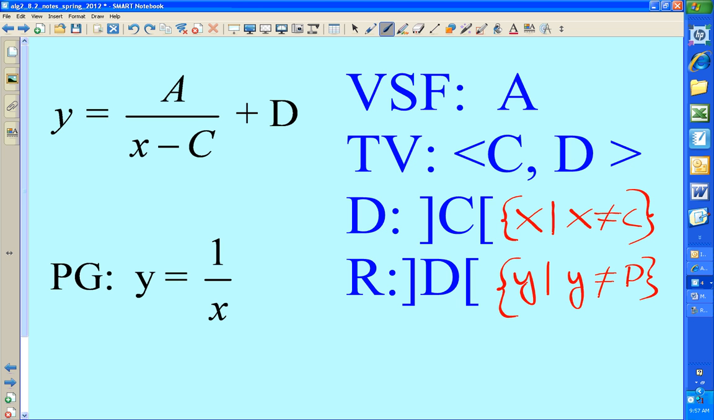These are called exclusive domains. These are exclusive. All of our other domains have been inclusive. These are exclusive domains. So interval notation is here. Set builder is here.